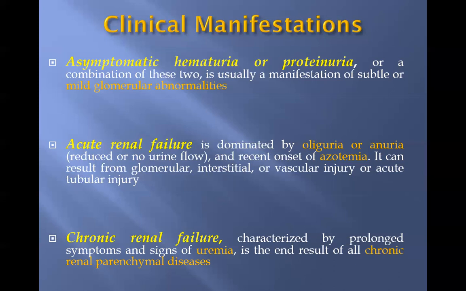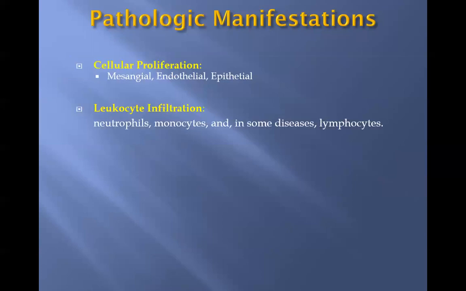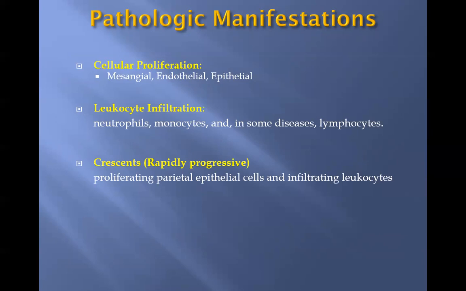Clear? No problem? Now, pathological manifestations. Either we have cellular proliferation, and this cellular proliferation will be either mesangial, endothelial, or epithelial. If I'm saying epithelial, it means visceral epithelium, not parietal. Then leukocyte infiltration like neutrophil, monocyte, and sometimes lymphocyte. Then crescent formation, proliferation of parietal epithelium.